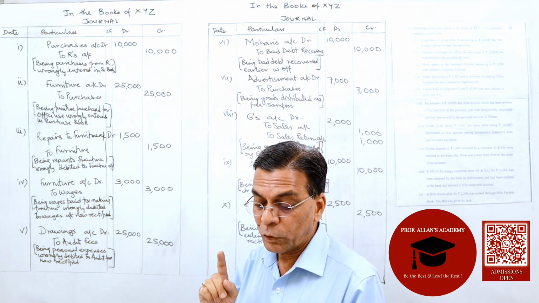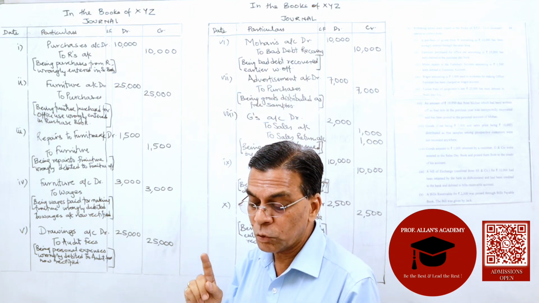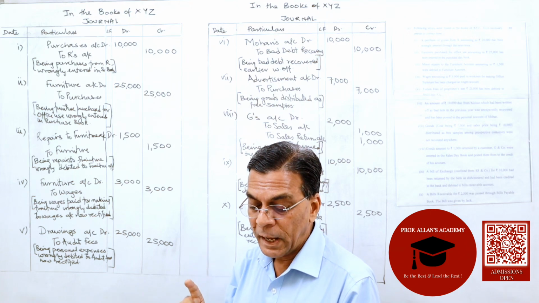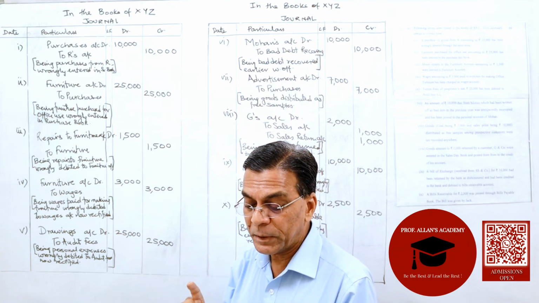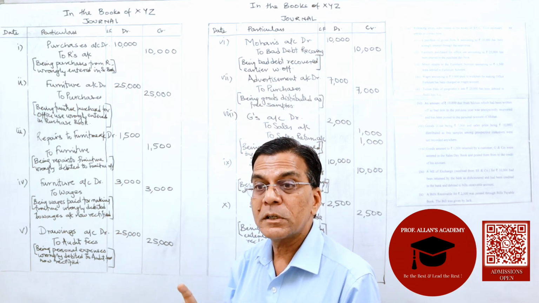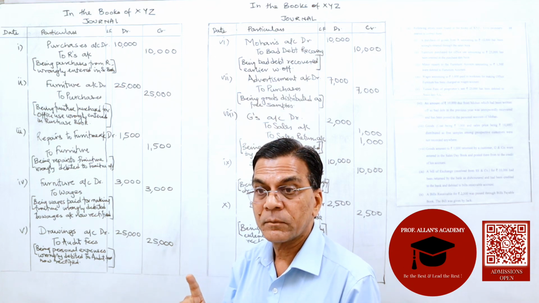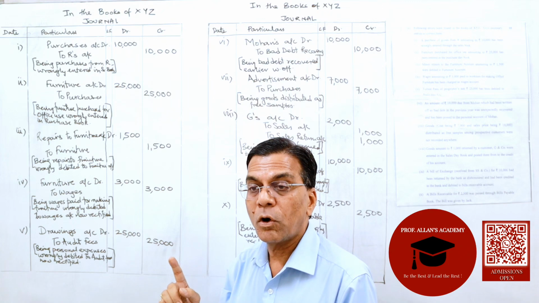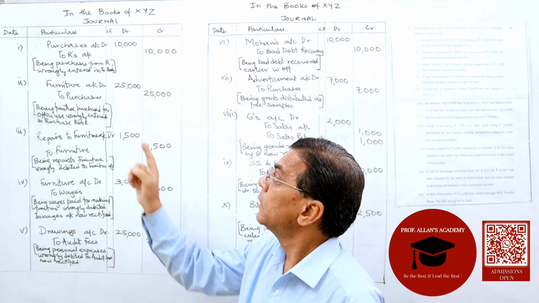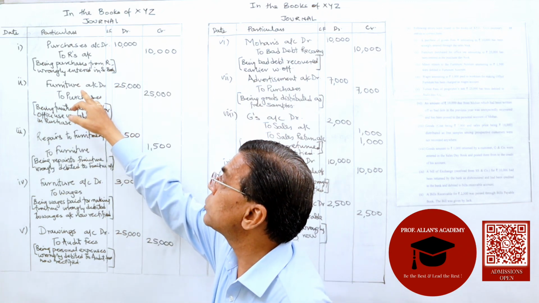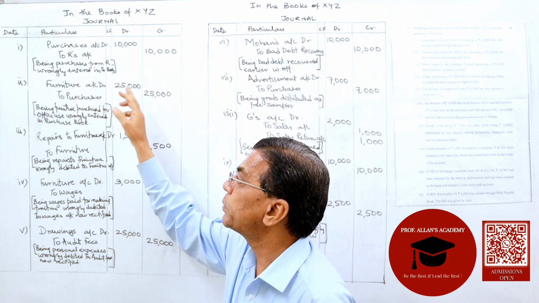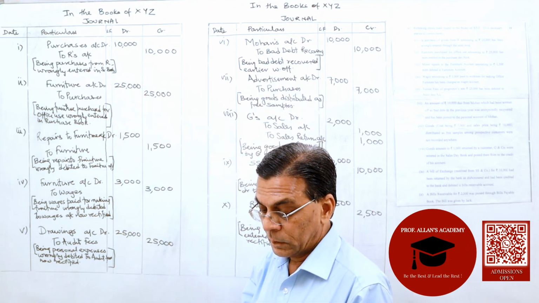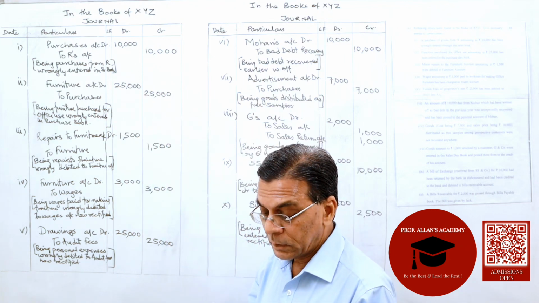Furniture purchased for office use amounting to rupees 25,000 has been entered in the purchase day book. What is furniture? An asset. And where have they recorded? In the purchase book, which is wrong. So we are rectifying it. The rectification will be furniture account debited to purchases. You go to the third one.